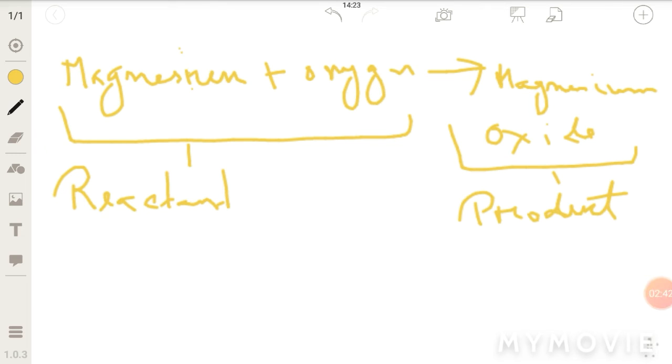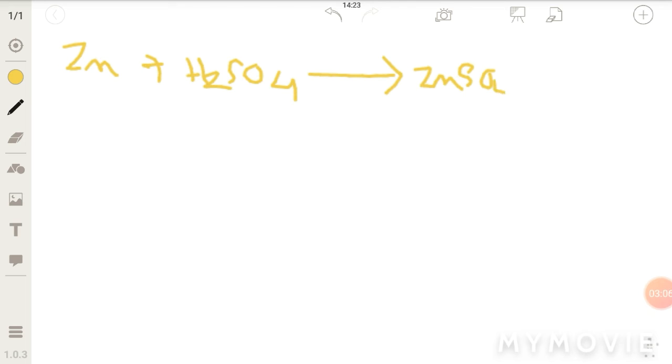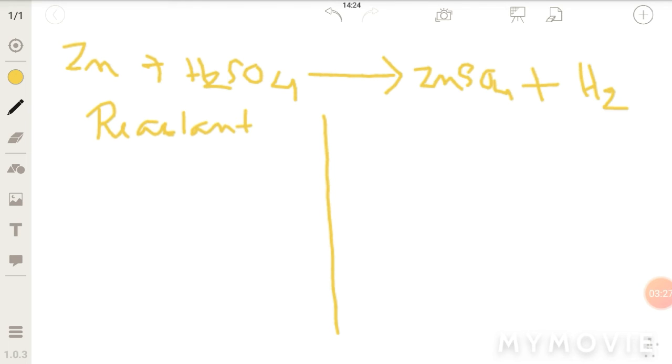Let us see another example. So this is zinc plus H2SO4 gives zinc sulfate plus hydrogen gas. In order to balance this, you should draw a column where you write the reactant, and on the right hand side you should write the product.